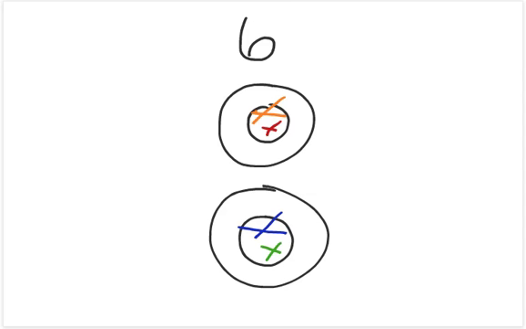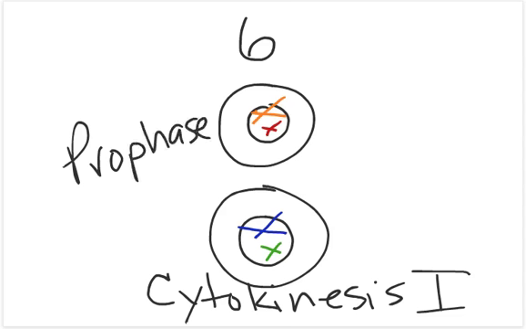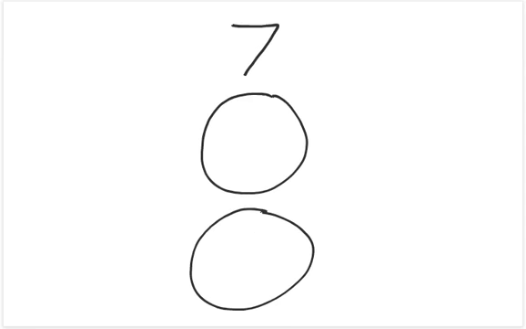So this one's actually going to go by two names. This is cytokinesis 1, but it's also prophase 2. You can just write that out here. So now we get our next one. Oh, I don't have a lot of room to write at the bottom, so I'm going to write it on the side, but you can write it underneath.